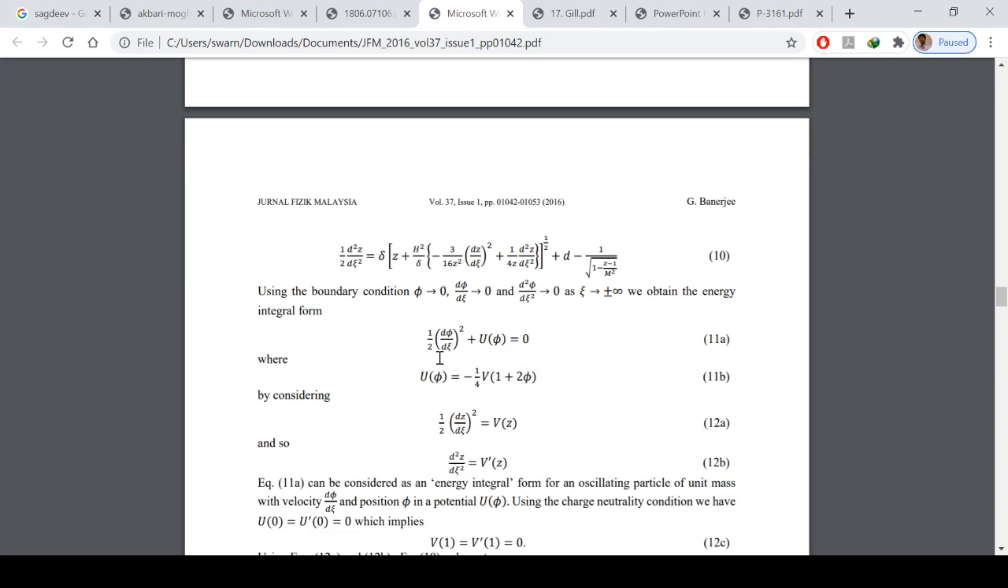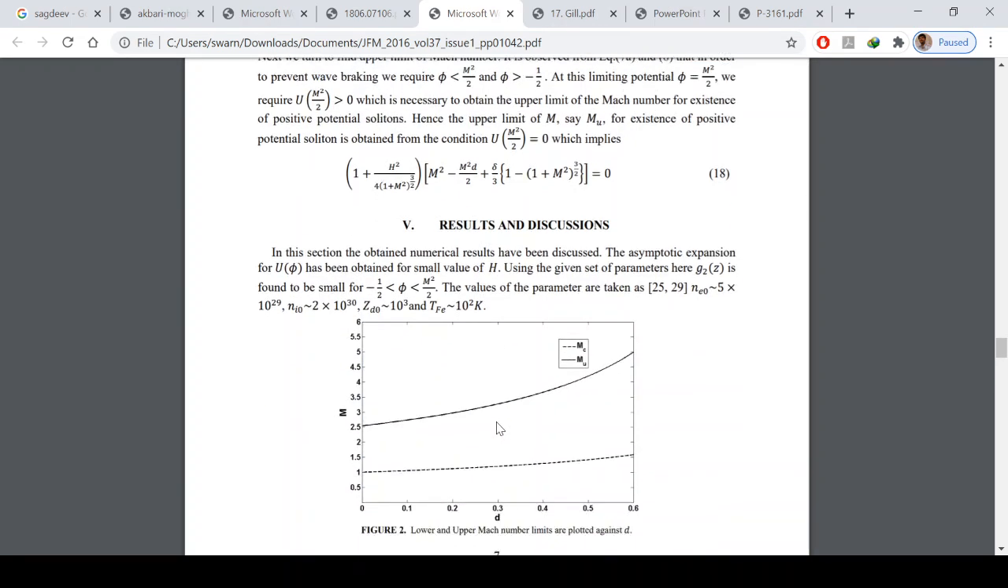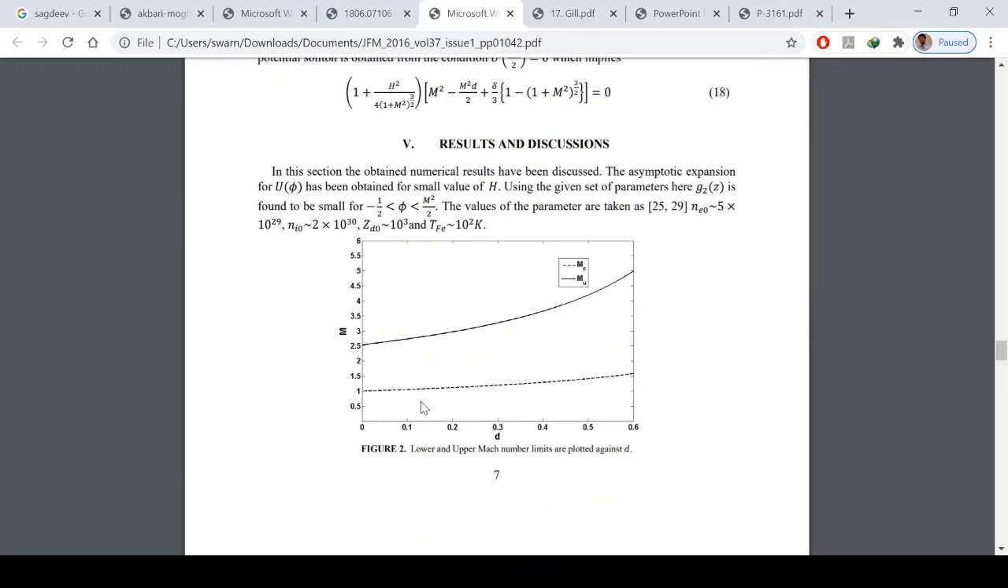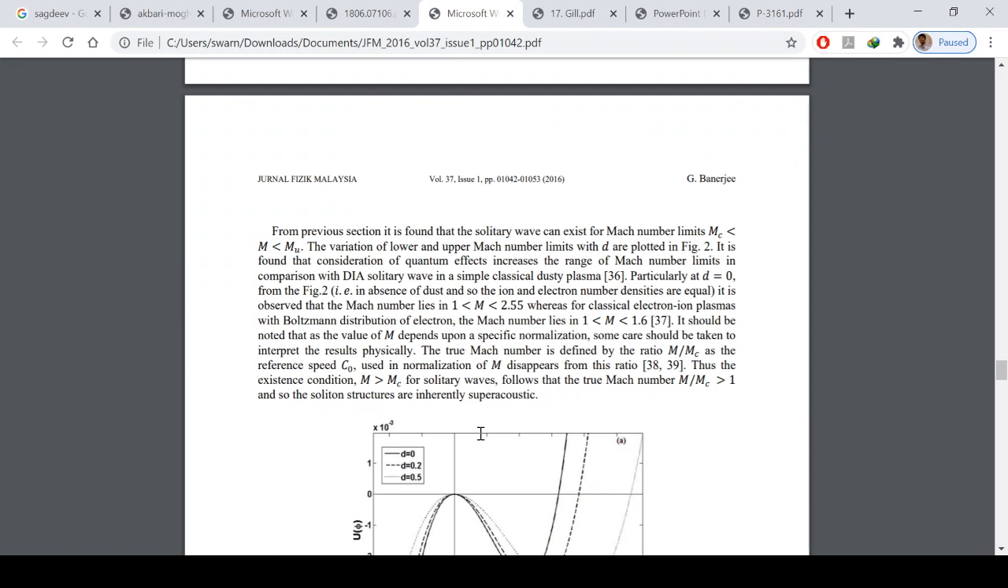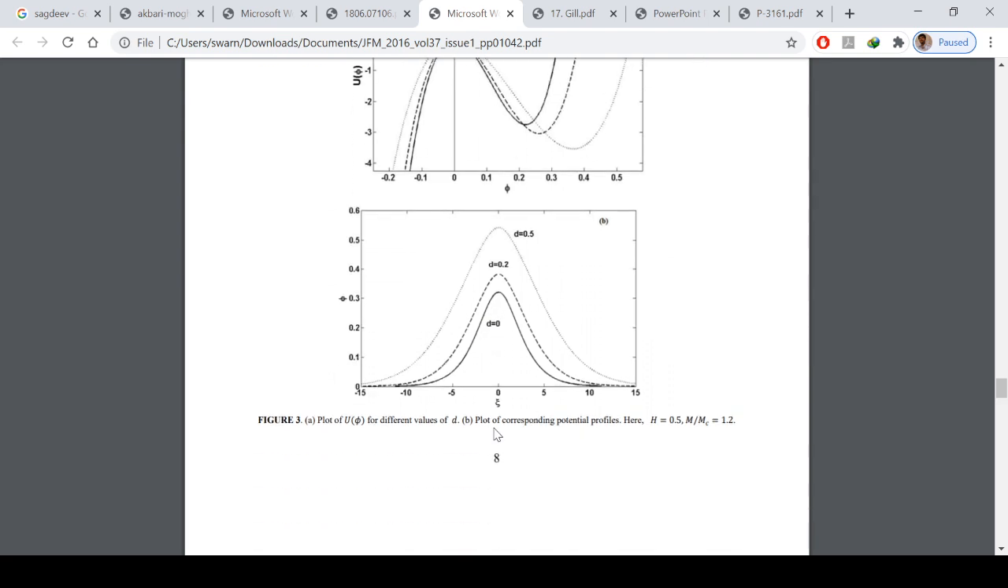Here you see you have this expression in φ and ψ. Initially we plotted n and ψ. That was one form. This is another form. So there you get a plot like this. They have carried out the discussions for the Mach number versus T_d. Yes, they have plotted the pseudopotential. And you see, as I've said, this is a potential well. It will show solitary structures. So the corresponding solitary structures are these things.